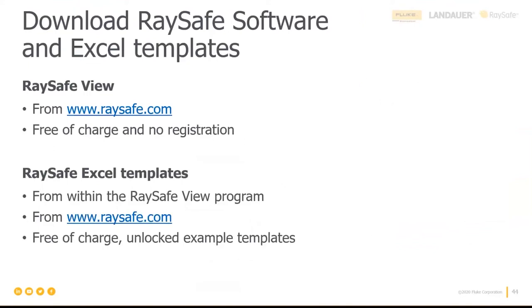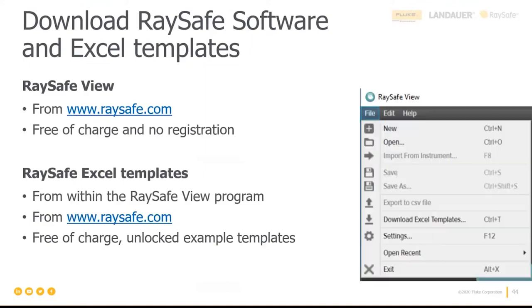RaySafe View software you can download from RaySafe.com. It's free of charge and there's no registration. Once downloaded and installed, you can click on File in RaySafe View, and then from within RaySafe View, you can download Excel templates from the internet. Here is where you find the CTDI Excel templates. You can also download it directly from our website.